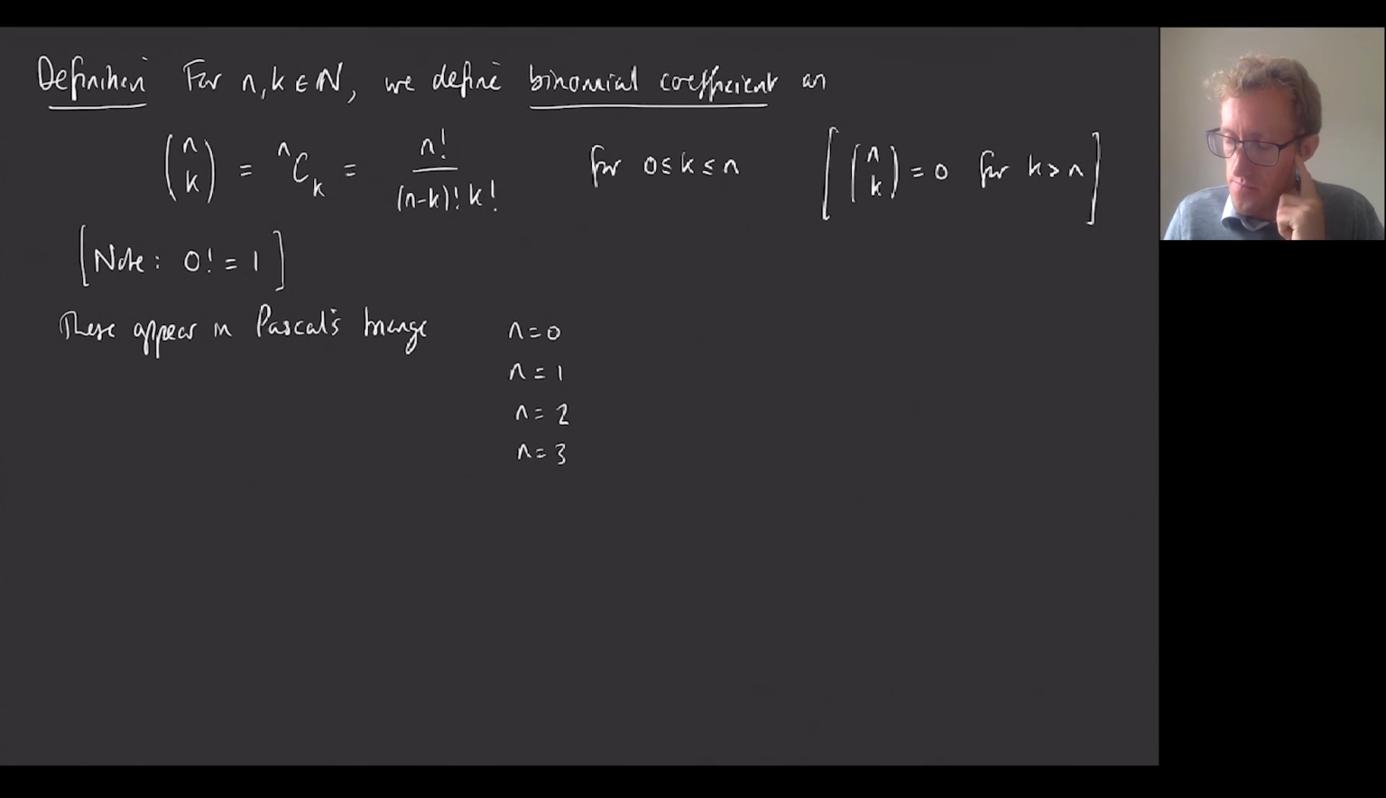So for n is 0, the only one that's not 0 is for k is 0. So 0 choose 0, which is 1. For n is 1, there's 1 choose 0 and 1 choose 1, and both of those are 1. For n is 2, we have 2 choose 0, which is 1, 2 choose 1, which is 2, and 2 choose 2, which is 1. For n is 3, we have 1, 3, 3, 1.